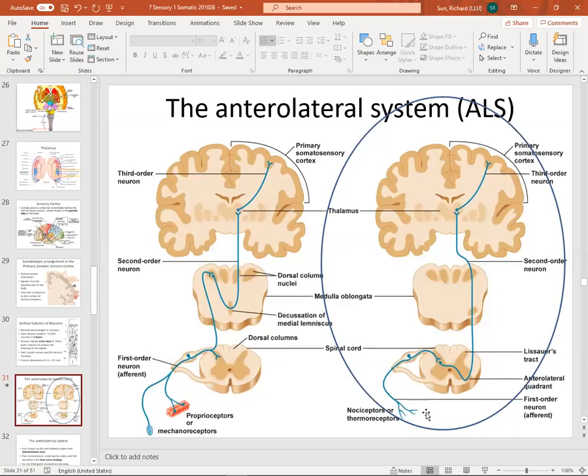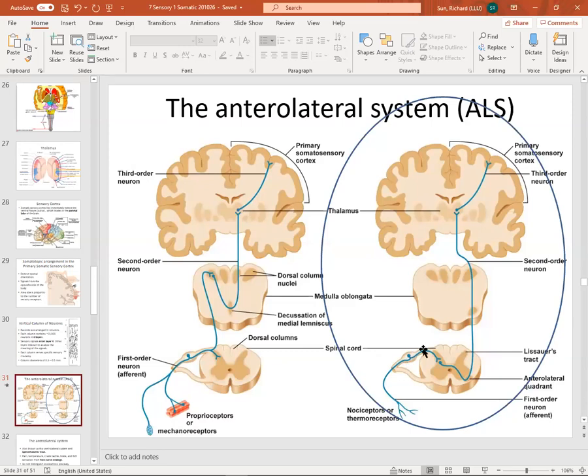This one only carries one type of receptor that we mentioned here. That is the free nerve ending, the nociceptor. It's the sensory receptor for pain. The difference between these two is that their first order neuron doesn't go all the way. In the DCML, the first order neuron will go all the way to the medulla. Even though it seems very short, in real life, it's pretty long.